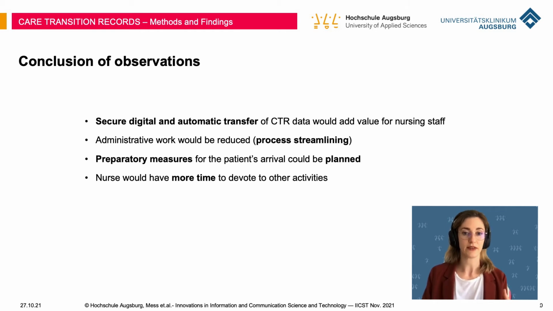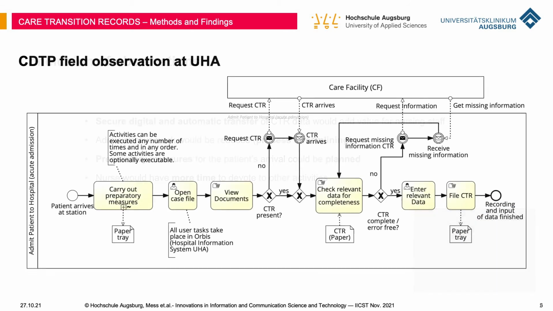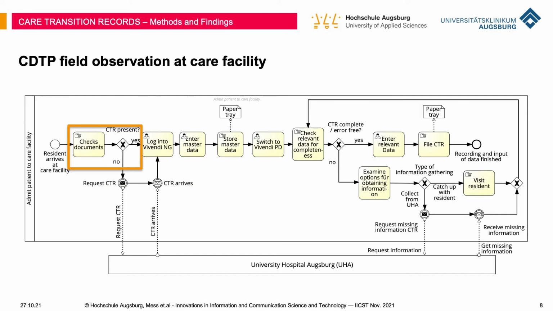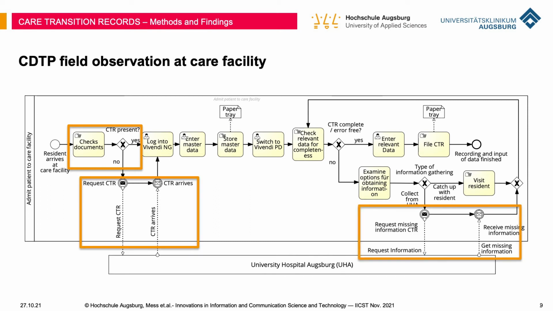Based on the observations at both the University Hospital in Augsburg and 1 care facility in Augsburg, the current process of the care data transfer process was modeled. We identified within this modeling which activities could be digitized, as you can see in the following with the orange lines. Tasks, for example, such as viewing the documents manually as a printout, requesting missing information of the CTR, checking the relevant data for completeness, or manually entering relevant data into the in-house system could in the future be digital.